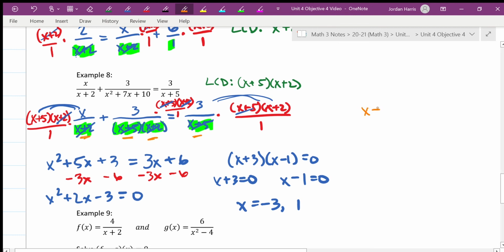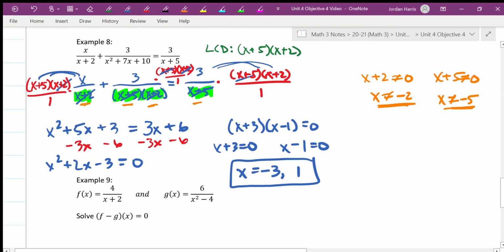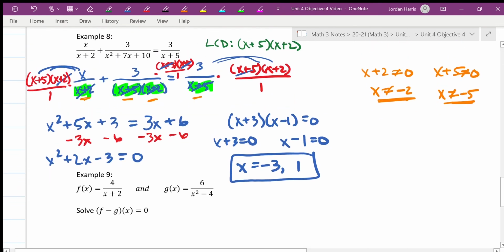So x plus 2 cannot equal 0, so x cannot equal negative 2. And x plus 5 cannot equal 0, so x cannot equal negative 5. So we're good. None of those match our excluded values, so we have two solutions. You can have no solution, two solutions, one solution, however many solutions ends up. Okay, if everything gets crossed out because they're all excluded, that just means you have no solution. That's okay.